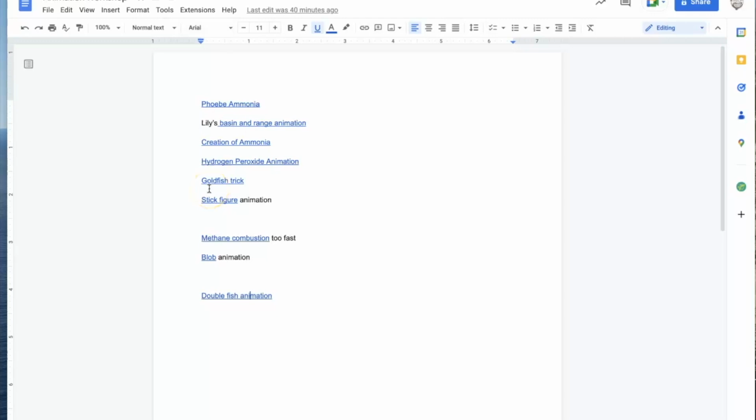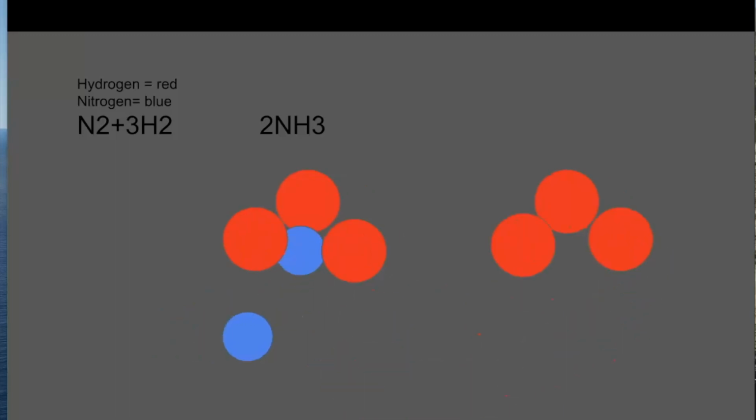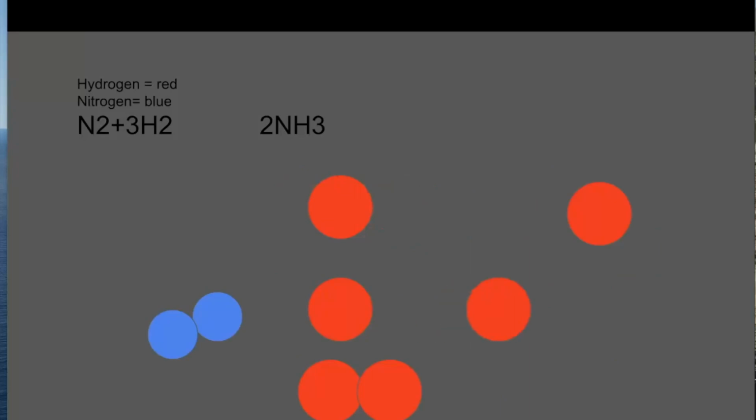Now, one thing I think you want to do in an animation is to pause sometimes. I'll show you what I mean. Here is this animation we saw before, creation of ammonia. I think this student was successful, completed the assignment.